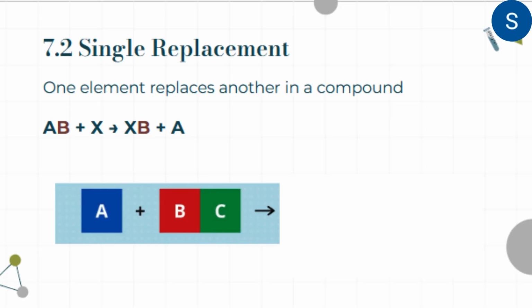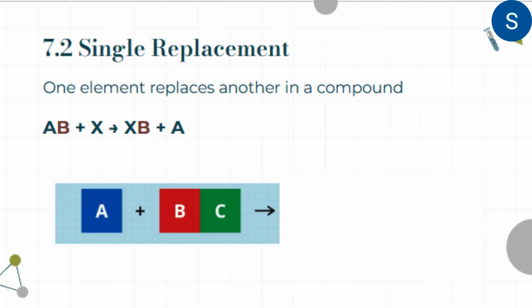The next type of reaction is a single replacement reaction. This is shown by the image of the equation below. This basically happens when one element replaces another in a compound. You start with an element, A, represented in the picture, and a compound made out of two separate elements, which is B and C. As you can see, they're bonded together.